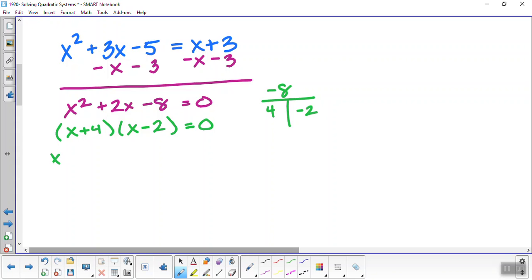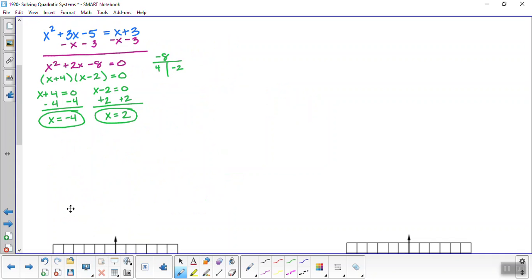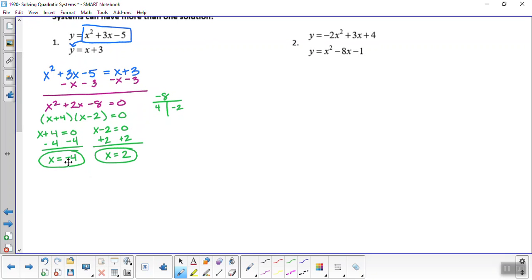Set each factor equal to 0. So x plus 4 equals 0 and x minus 2 equals 0. Solve for x on each one. If I subtract 4 on the first one, I get x to equal negative 4. I'm just going to circle it so I have it for later. And I'm going to add 2 to the other one, and I'm going to get x to equal positive 2. I'll circle it too. So now I know what x equals: x equals negative 4 and x equals positive 2.